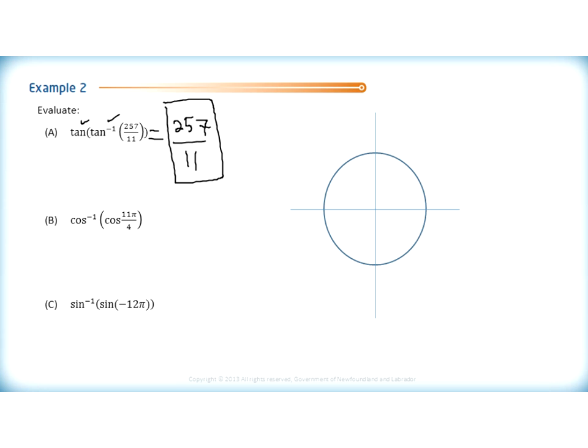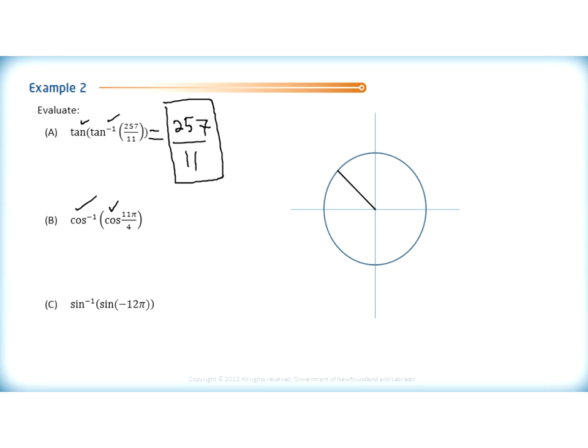However, for cosine, if I've got the cosine inside and the inverse outside, I can't do it that way. So I have to start by evaluating cosine of 11 pi over 4 and then take its inverse. Basically this has the effect of just taking the 11 pi over 4. So let's see if we can plot 11 pi over 4 on a unit circle. So 8 pi over 4 would be all the way around the circle once, and then I've got to go another 3 pi over 4. So that would put me in a position right over here.